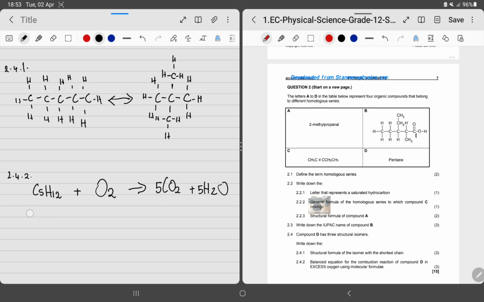Okay, so that must be a 6, so that I can have 12 hydrogens. Okay, so I have 10 oxygens plus 6, so that is 16. That means that I need an 8 there. So it's balanced. 5 carbons, 5 carbons, 12 hydrogens, 12 hydrogens, 16 oxygens, and then 16 oxygens.